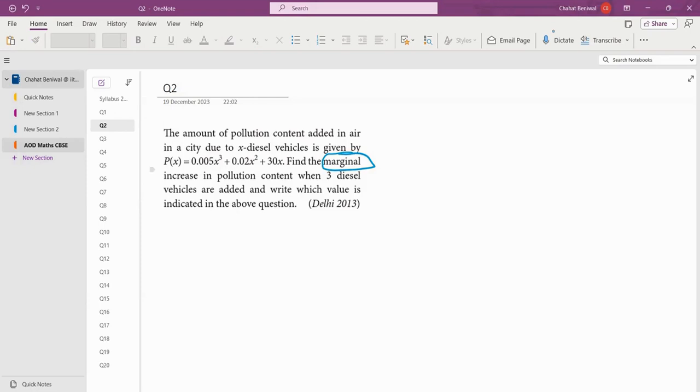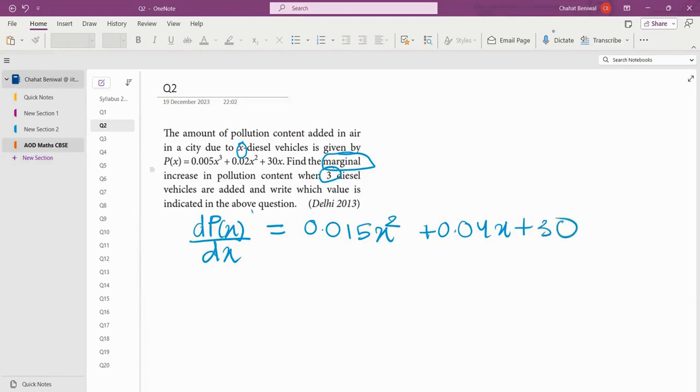and when you see the word marginal, what we have to do is differentiate the function and substitute the value which is given. Okay, so simply p(x) is our function. To find marginal increase, I'm just going to differentiate it. Very simple. Plus 30. For this we need to calculate at x equal to 3. So just substitute and you'll get the answer. Very simple.